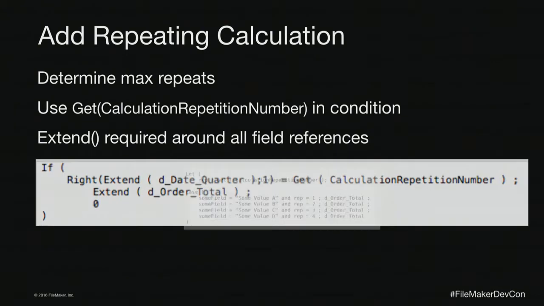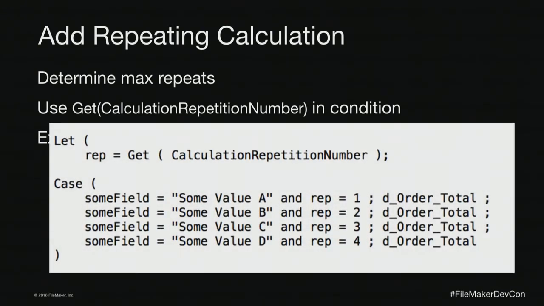It's not always that simple. Sometimes you're going to have some other criteria that you're going to have to use to evaluate. And in those cases, here I've said, what? Some field equals some value A, B, C, or D. You have to combine that with the repetition number as part of the condition.